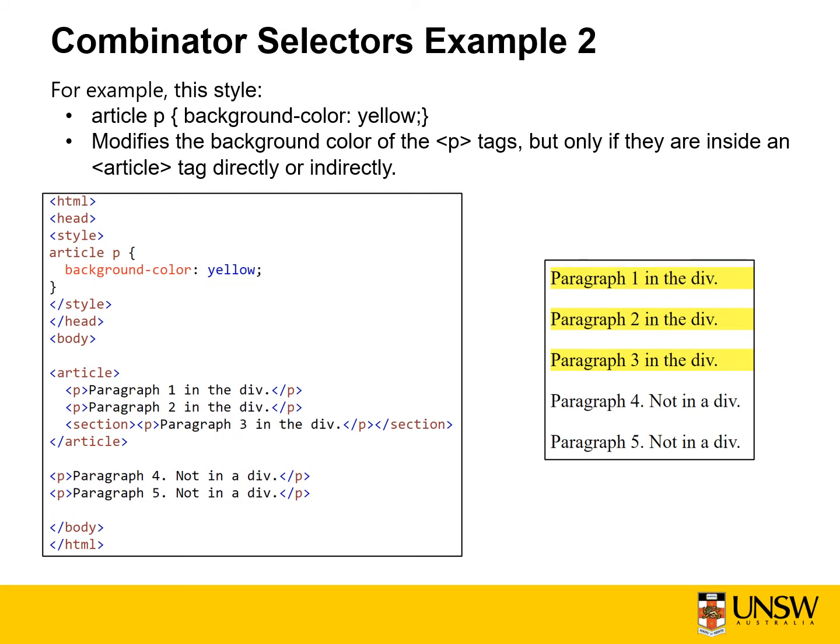This example is an instance of descendant combinator selector. It's similar to the previous example. However, the background color of all the p tags that are directly or indirectly inside an article tag are changed to yellow. As you can see, the background color of the third p tag, which is inside the section tag, is changed as well, since the section tag is inside the article tag.